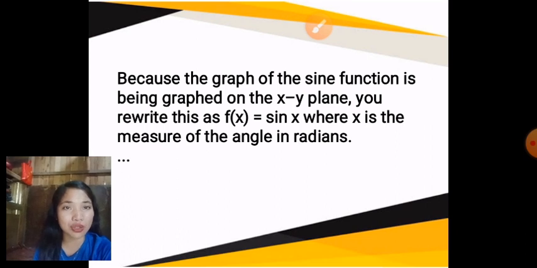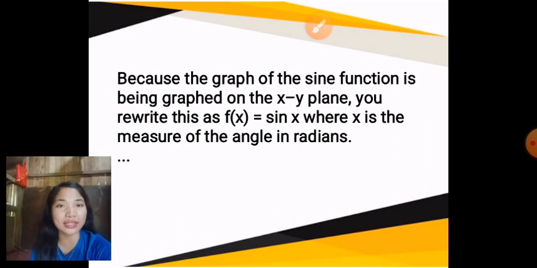Because the sine function is being graphed on the x and y plane, you rewrite this as f(x) = sin x, where x is the measure of the angle in radians.